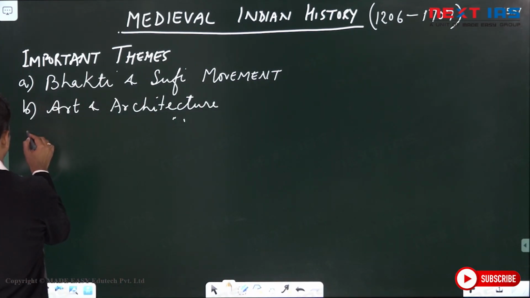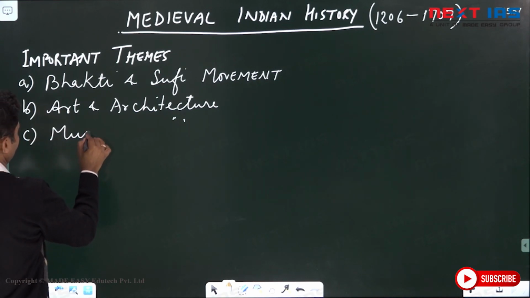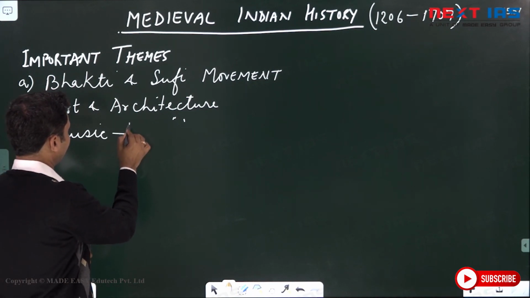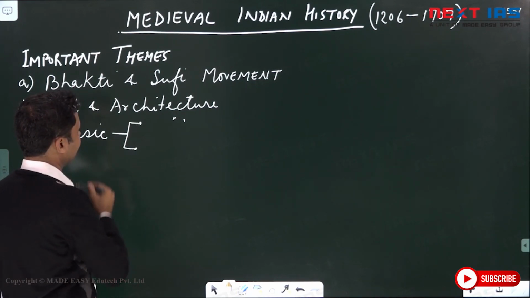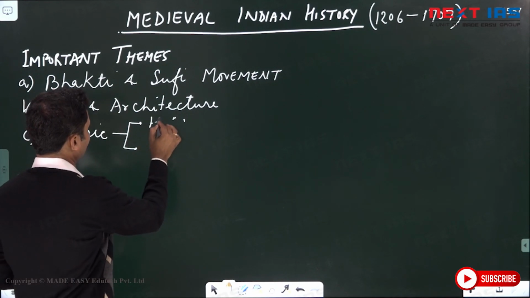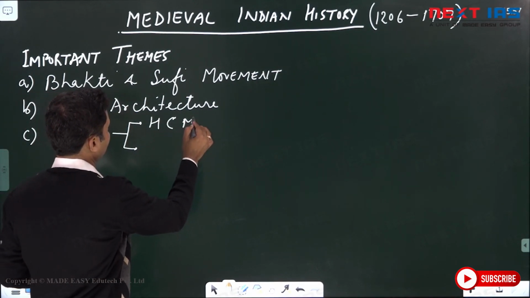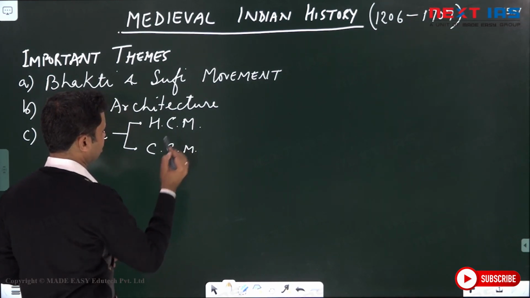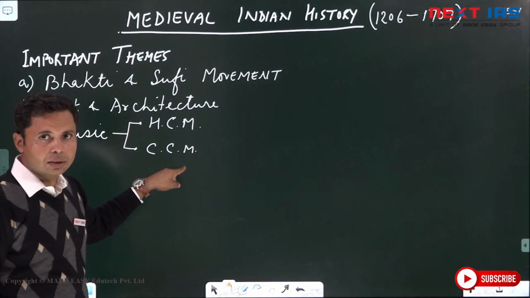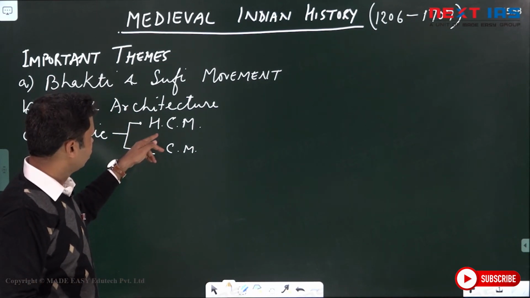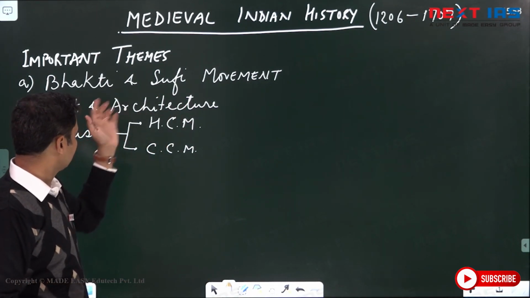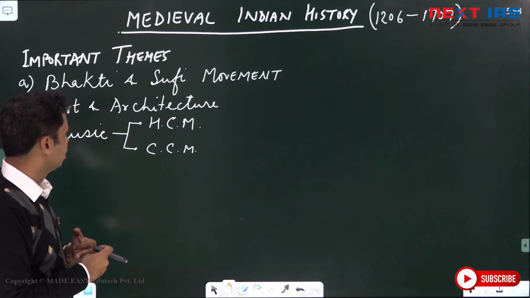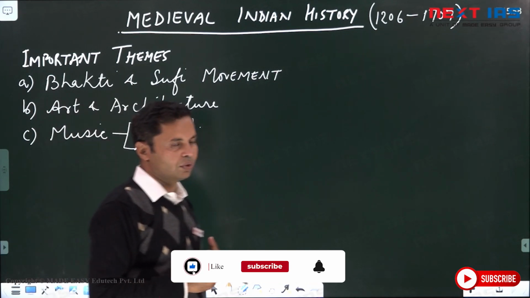Third is music. Here the music part can be divided into two categories: one is Hindustani classical music, another is Carnatic classical music. Carnatic is indigenous, which had already existed in India. Hindustani had foreign influence also, meaning the advent of the Turks and the Mughals led to a change in the mode or way of music.